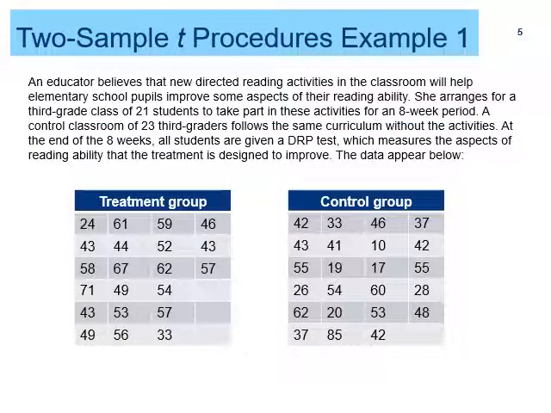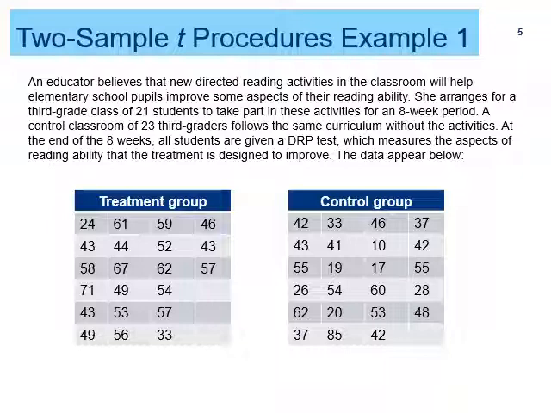So here's the example for two sample t procedure. An educator believed that new directed reading activities in the classroom will help elementary school pupils improve some aspects of their reading ability. She arranges for a third grade class of 21 students to take part in these activities over an 8-week period. A control classroom of 23 third graders followed the same curriculum without the activities.